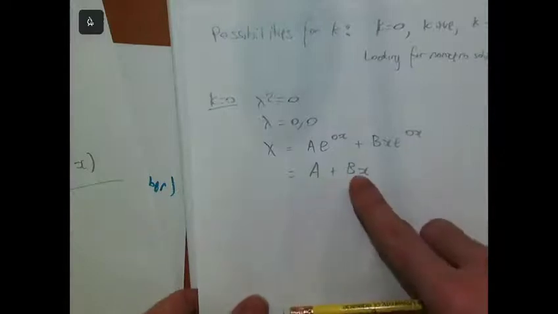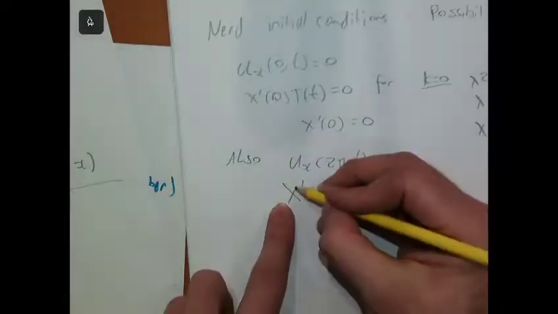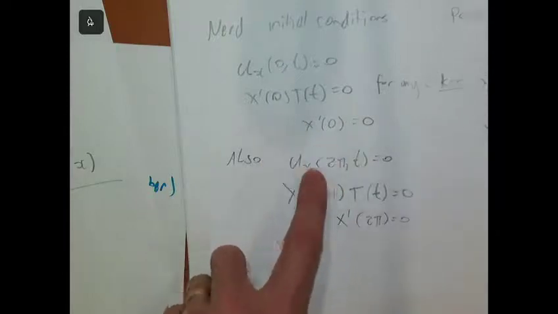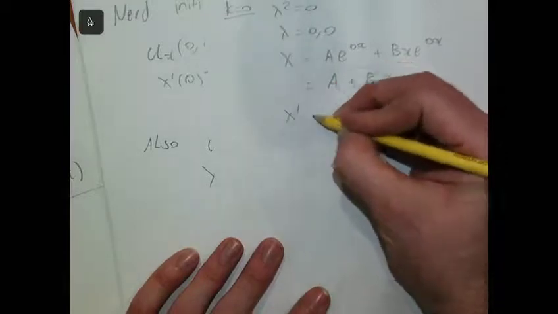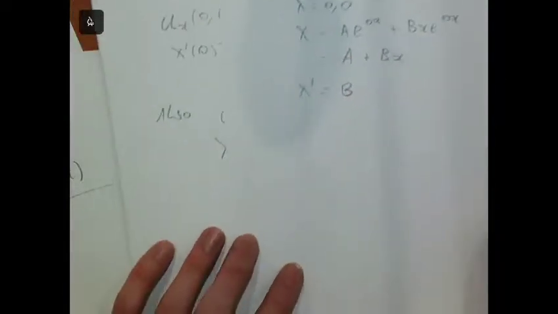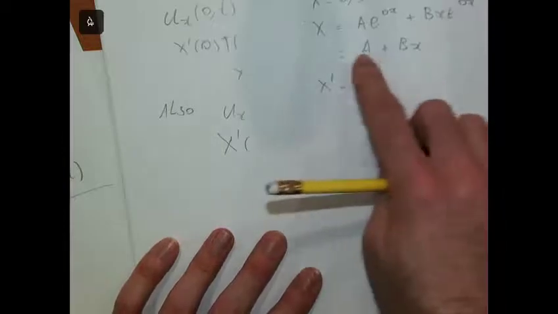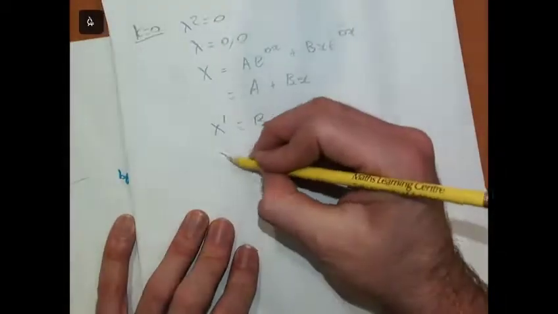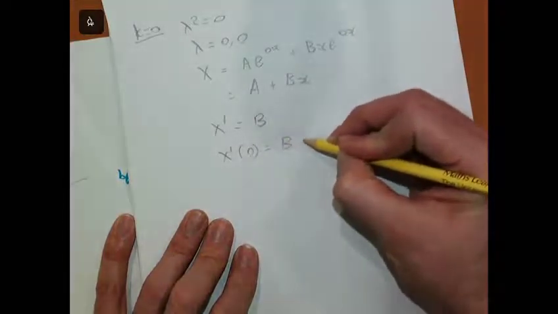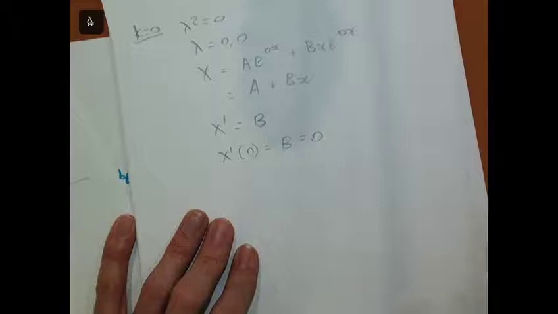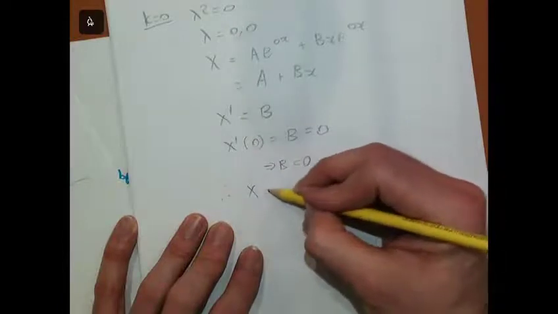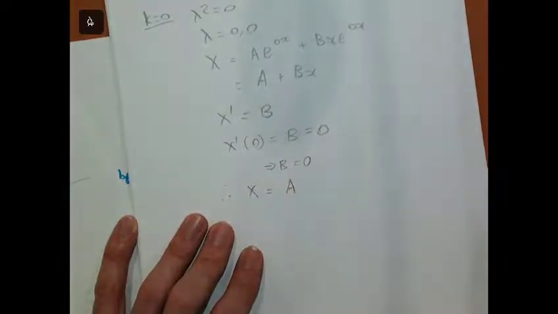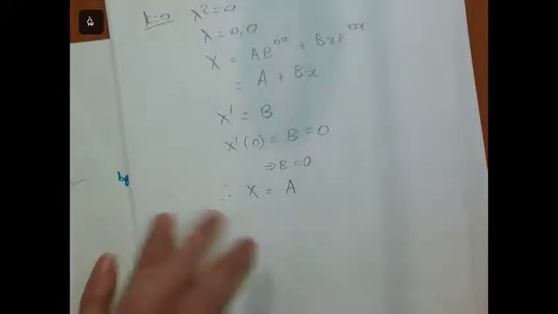I'm up to X equals a plus bx, and I have these initial conditions. X dash 0 is 0, X dash 2 pi is 0. Okay, so let's see. X dashed is b. Great. So just differentiating that. So X dashed of 0 is still b, and according to my initial conditions, that's supposed to come out to 0. So b is 0. And so therefore X is not a plus bx, it's just a. Alright? There we go.